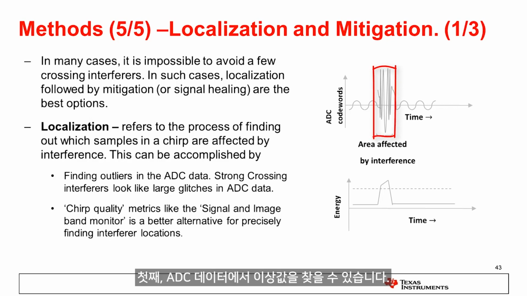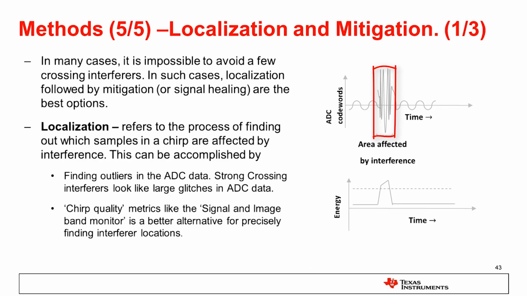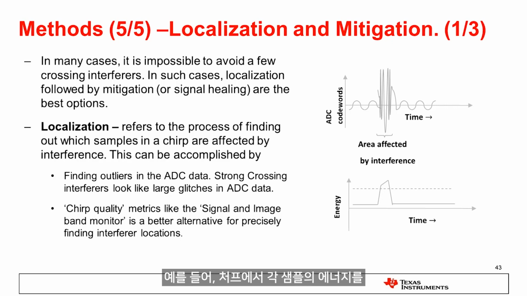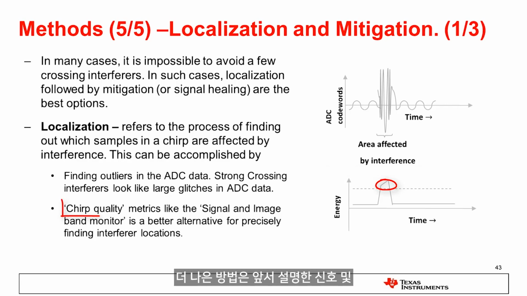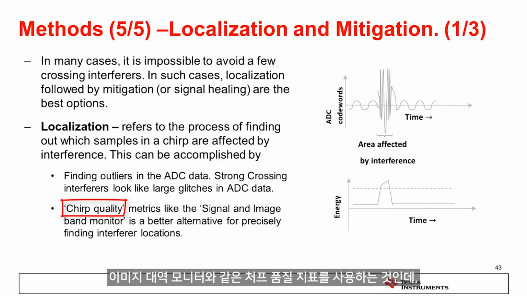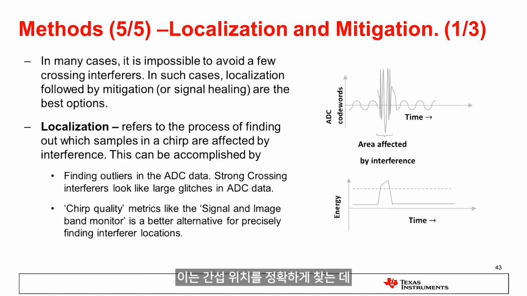First, we can find out outliers in ADC data. Strong crossing interferers look like large glitches in ADC data. For example, if you were to take the energy of each sample in a chirp and plot it as a function of time, at the point where the interferer crosses, there will be a large increase in the per sample energy of the chirp. A suitable threshold can be found and set, and samples that cross this threshold in energy can be marked as having been affected by interference. A better method is to use the chirp quality metrics described earlier, like the signal and image band monitor, which is a better alternative for precisely finding interferer locations.